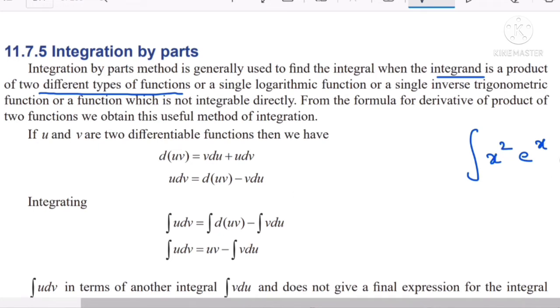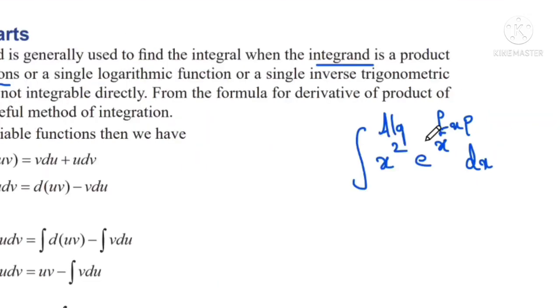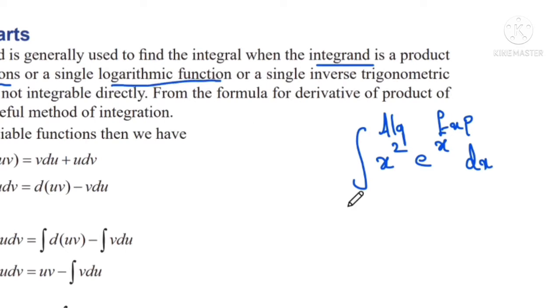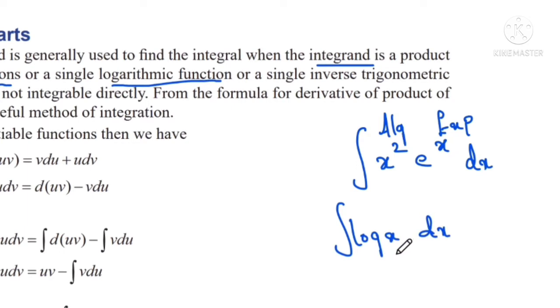Suppose you have a product of two different types of functions, x square, which is an algebraic function, and e power x, an exponential function. Whenever you have to integrate like this, you use integration by parts. Or a single logarithmic function: sometimes you have to integrate log x or log 2x. Directly you don't have a formula, so you use integration by parts.